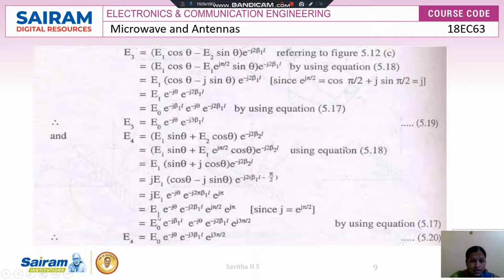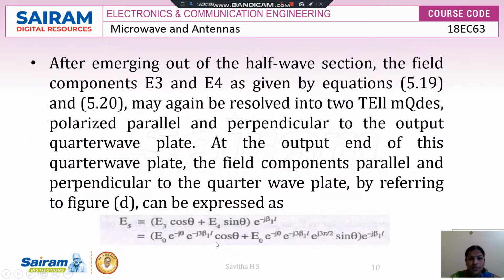So now I'm replacing this E1 in terms of E 0. So therefore E 0 is equal to e to the power of minus j beta 1 L. The remaining terms we are writing as such only. Then the final value of E4 is E 0 e to the power of minus j theta e to the power of minus j 3 beta 1 L e to the power of j 3 pi divided by 2.